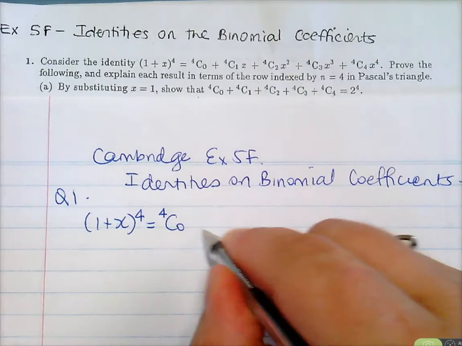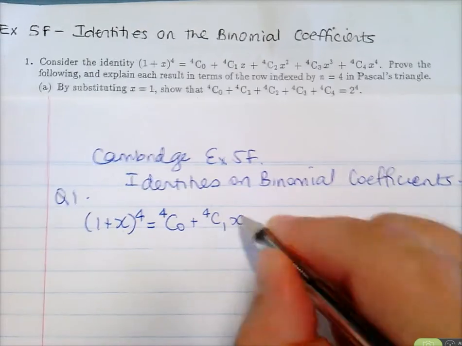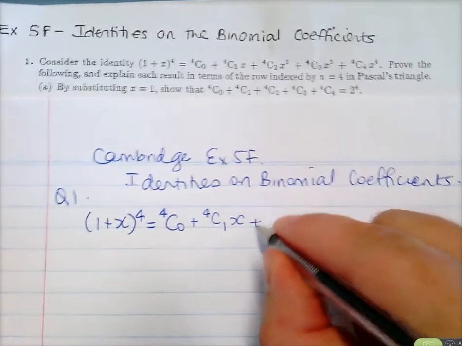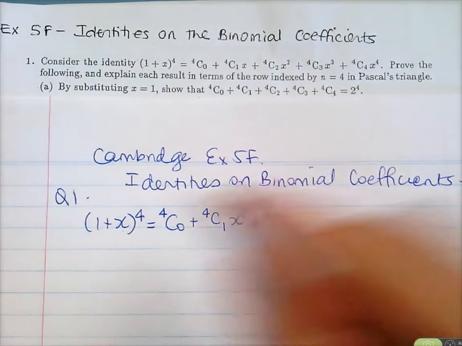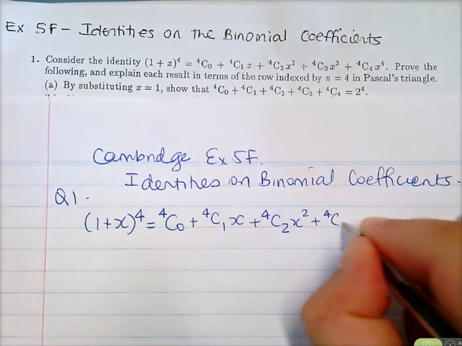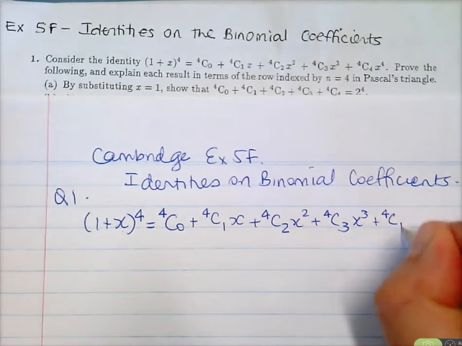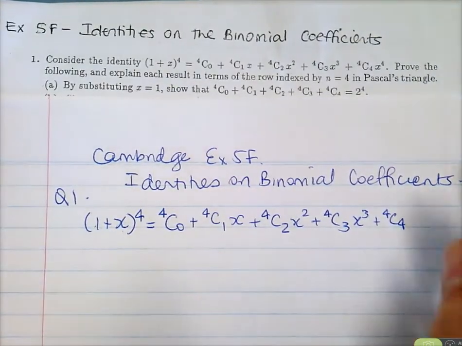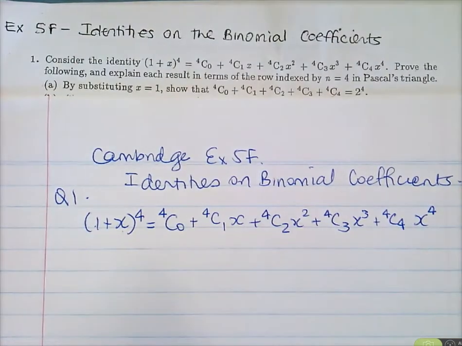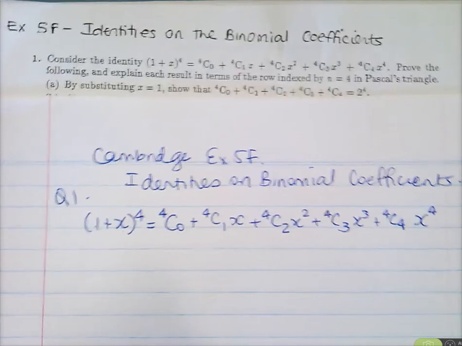Isn't it 4C0 1^4 plus 4C1 1^3 times x? You know how you drop a power and plus, isn't it 4C2 1 squared x squared? I'm not bothering with the 1 squared. Plus 4C3 1 times x cubed plus 4C4, there's no more ones, and you'd have x to the power of 4. So it says consider that identity, prove the following and explain each result in terms of the row indexed by n equals 4 in Pascal's triangle.